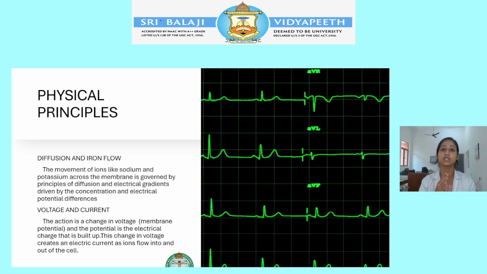And the last property is voltage and current. In the name action potential, action means change in the voltage, and potential means the charges will be built up. So whenever there is a change in the voltage, the electrical current will be produced, and this voltage will be pushing the ions to flow through the pump.